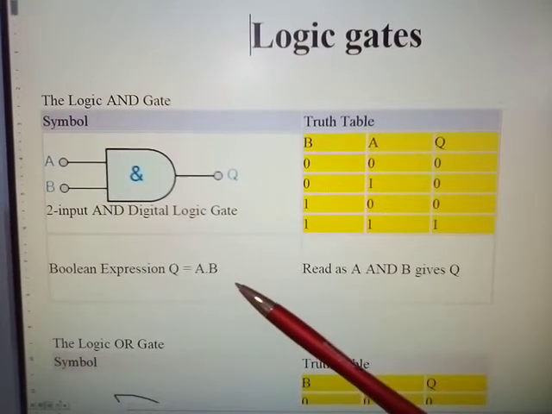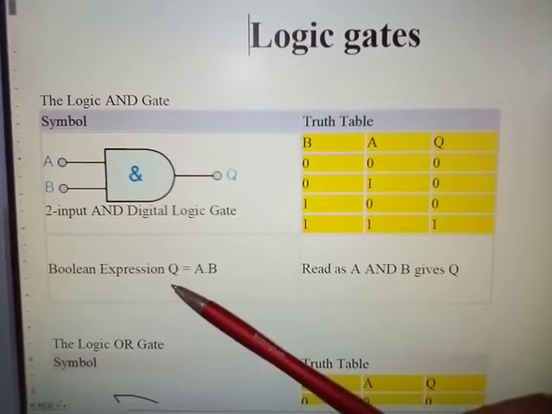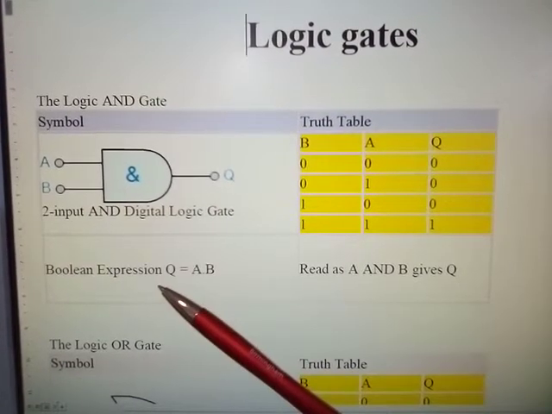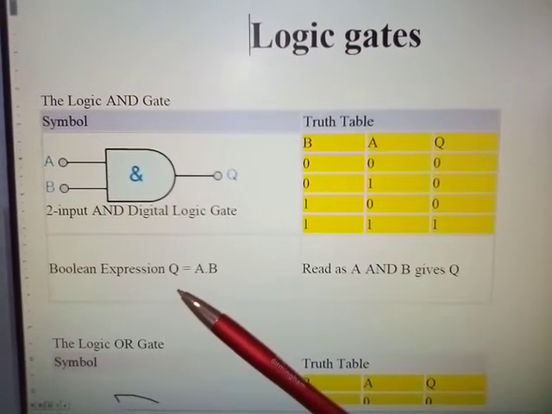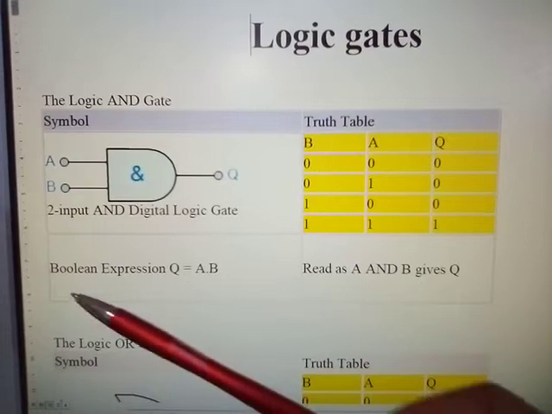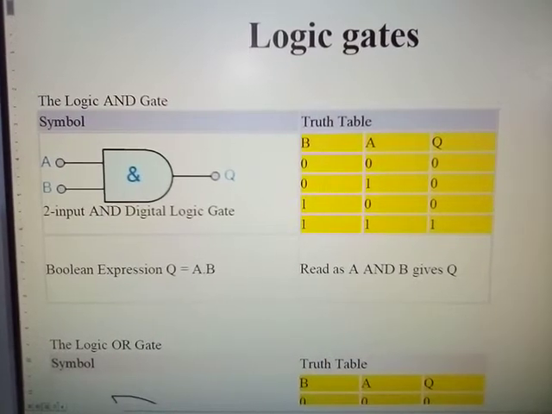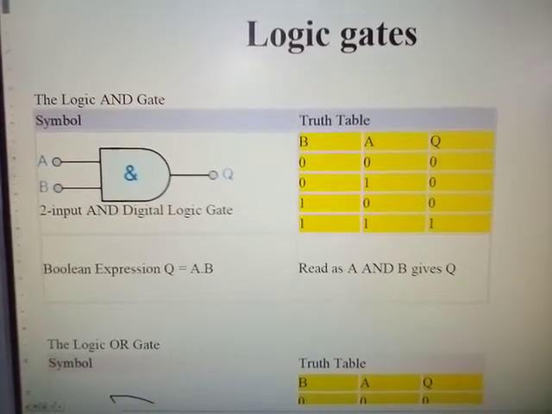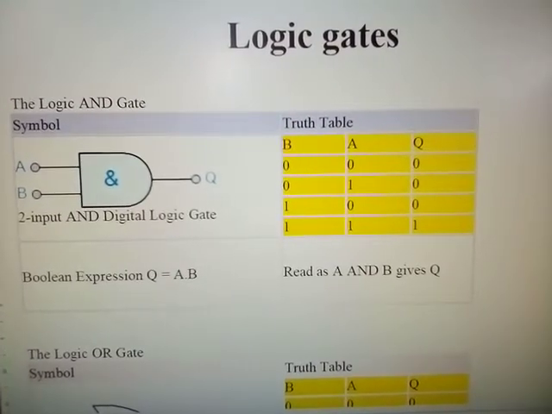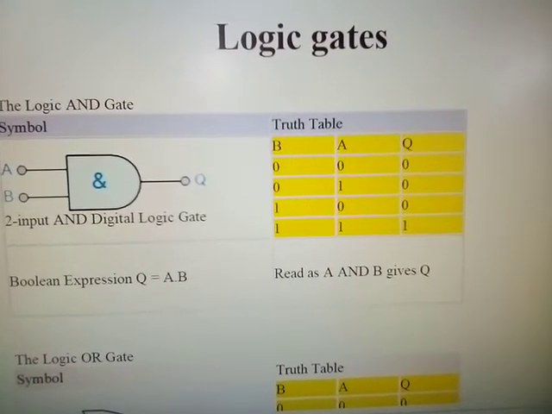Now, Boolean expressions Q equals A AND B. We will look at that in more detail in due course, but not right now. And I think I may have done a little bit on this already in one of the videos, and I think it does say Boolean expressions. So I will look at that and tie that into this, and you'll find that it should actually work quite well.